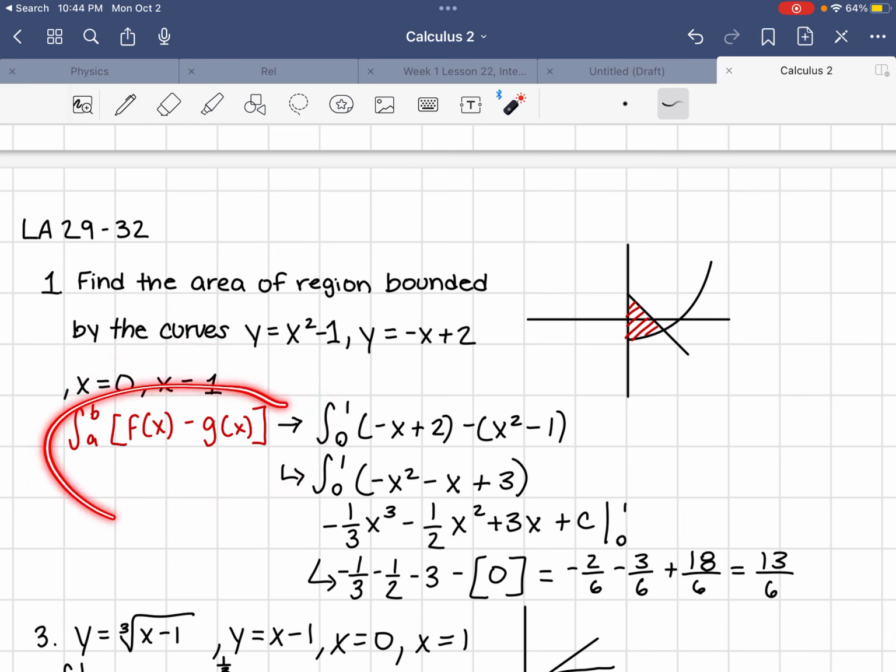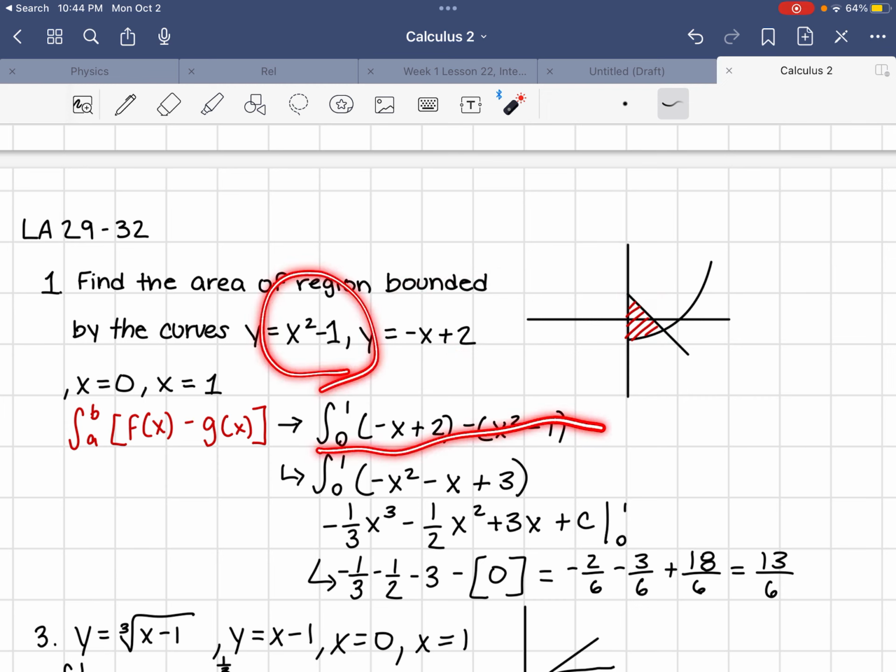Basically, I try to find which one's the upper, and then this is the lower. So I try to find these two. That's why I do the graph to see. You can clearly see here, this is higher, so this would be first, and this would be second. And plug it in here, and you can see that you could just use the FOIL method.